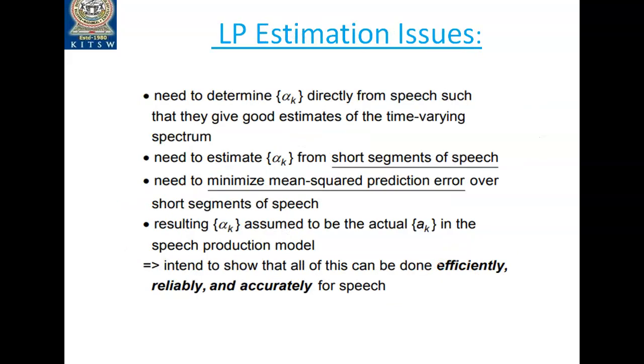Now there are some issues in estimating the linear prediction. First, we need to determine alpha k directly from the speech, and we need to estimate alpha k from short segments of the speech. Short segment means we apply windowing methods, and the resulting alpha k is assumed to be the actual a k in the speech production model.